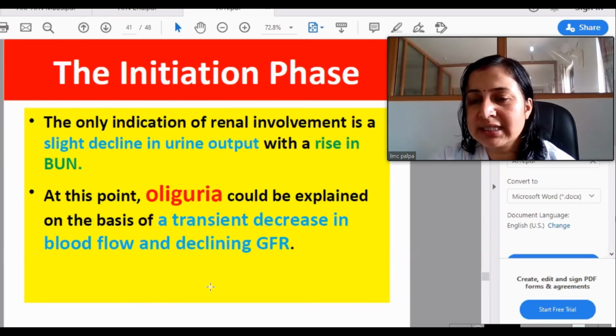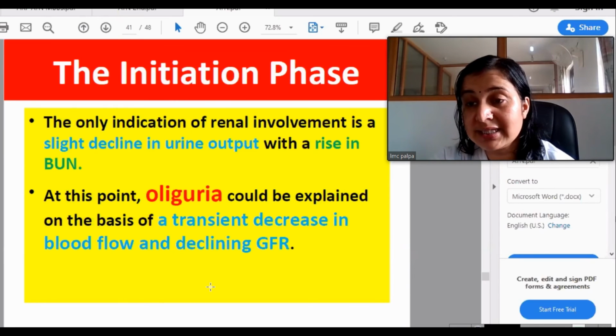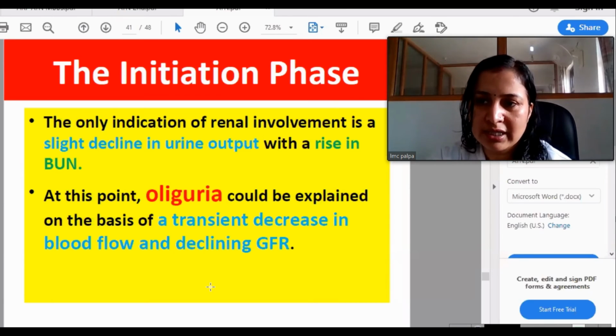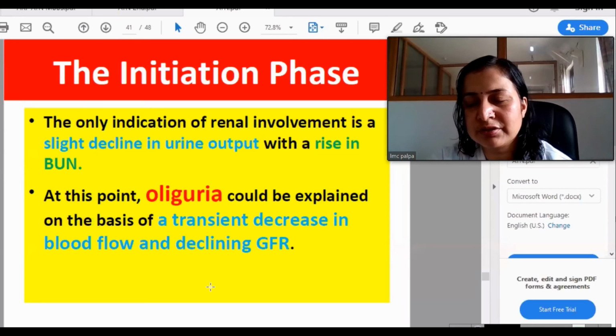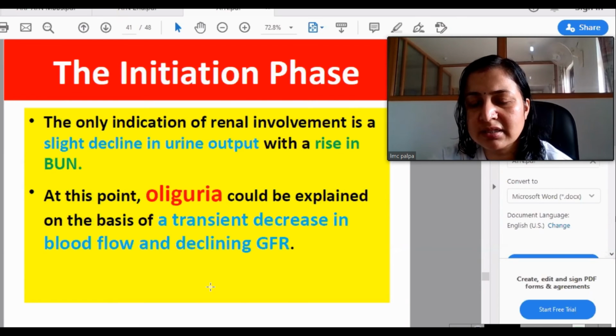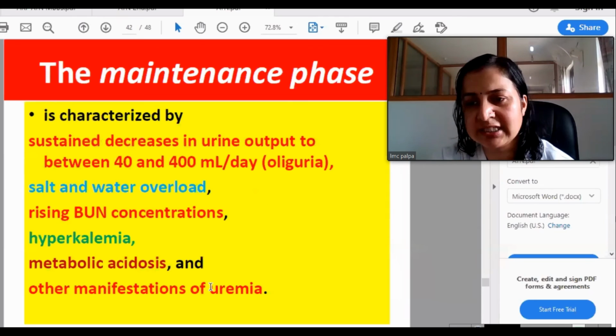So decrease in urinary output is the first sign of acute kidney injury. At that time we have to infuse fluid and check for the causes. If we can check at that time, there may not be progression. That is called the maintenance phase, the progression phase. Here in the initiation phase, first there will be oliguria, and it will be transient. It is because of the transient decrease in blood flow that leads to decreased GFR.